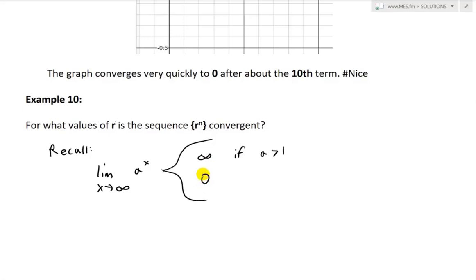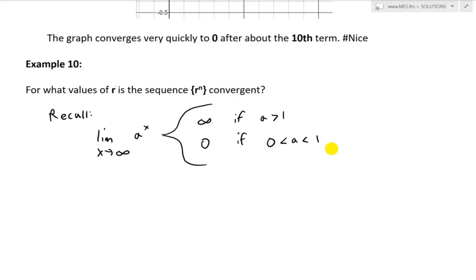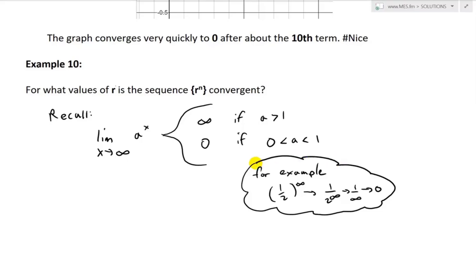But this equals 0 if we have a fraction a where it's less than 1 but greater than 0. So recall that, for example, to illustrate this point, if you have 1/2 or 0.5, that's in between there, then to the power of infinity, this becomes 1 over 2 to the infinity, and then this becomes 1 over infinity, and this goes to 0, and so on. Just put a little illustration there.